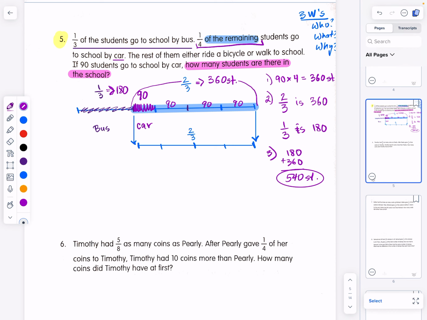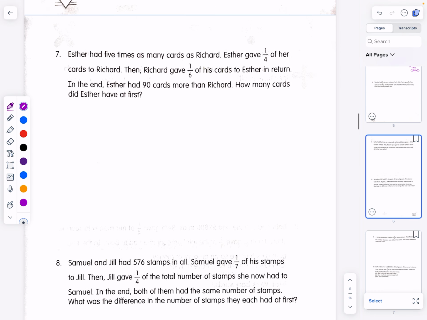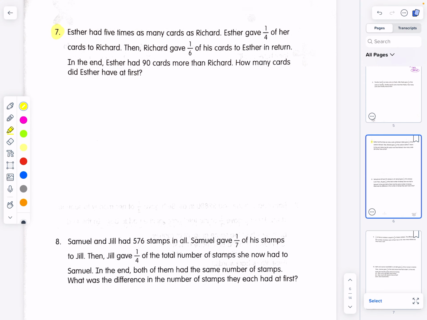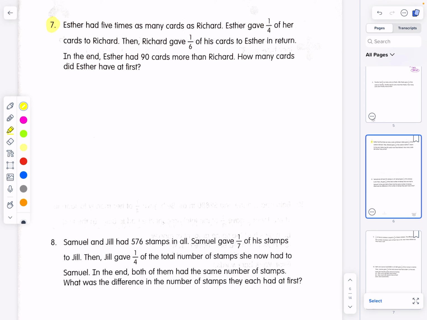My friends, problem number 7, which I love. It is even more challenging and I'm super excited. So, I'm on problem number 7 about Esther. Let's read the problem first, as we always do. Esther had 5 times as many cards as Richard. Esther gave 1/4 of her cards to Richard. Then Richard gave 1/6 of his cards to Esther in return. In the end, Esther had 90 cards more than Richard.